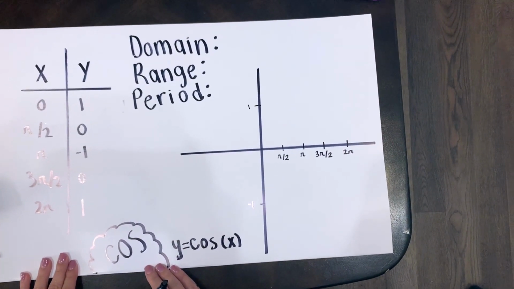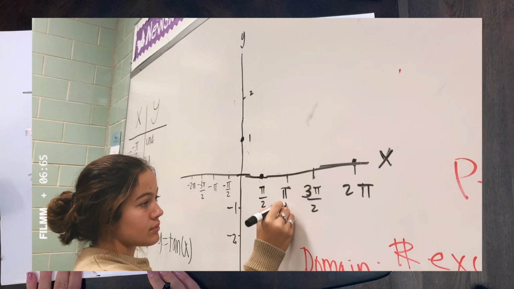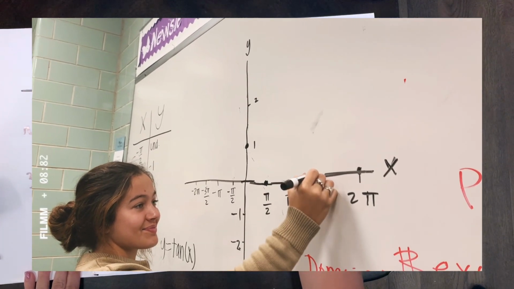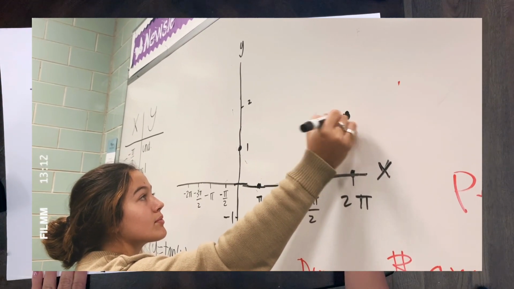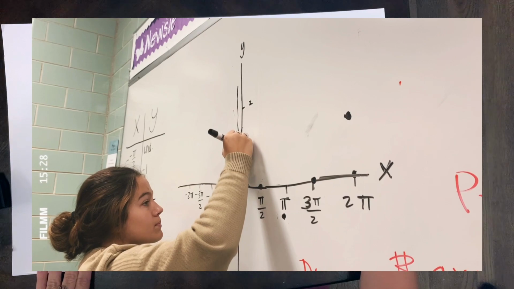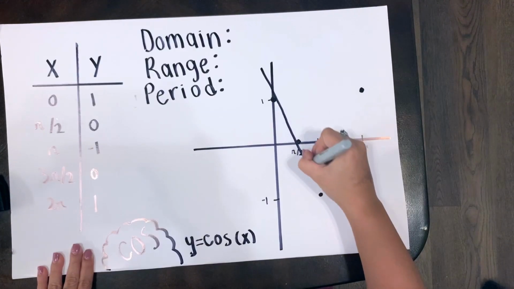Now that we have our t-chart and now the shape of the graph, let's graph the parent function. Now that we have our t-chart and graph, we can learn our domain, range, and period.